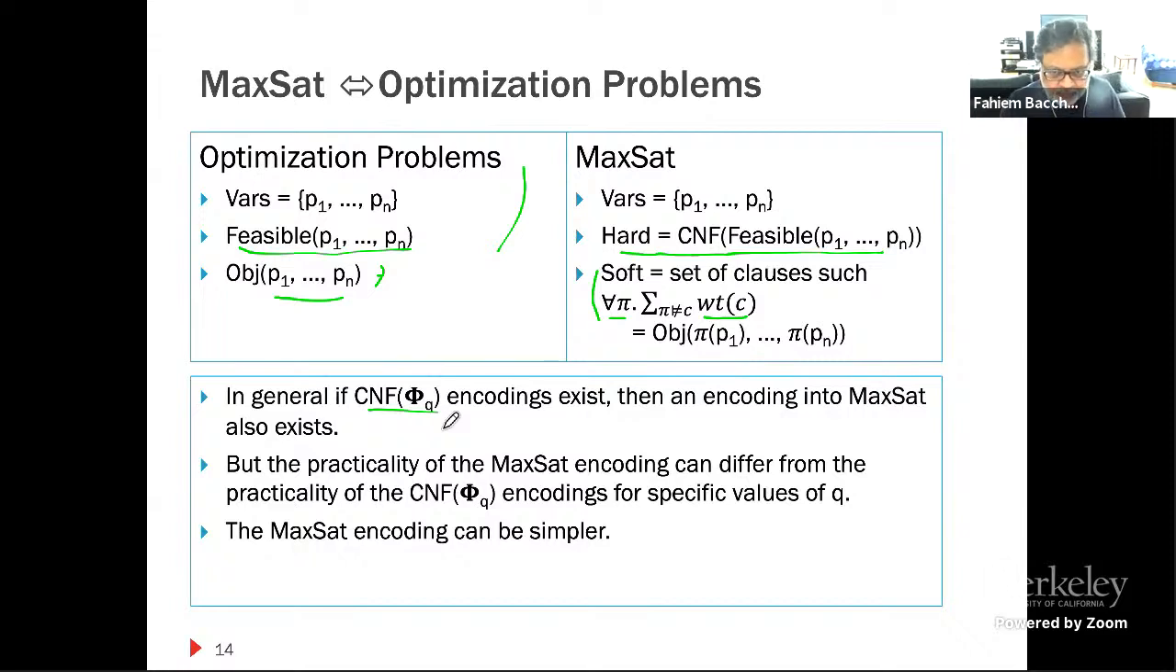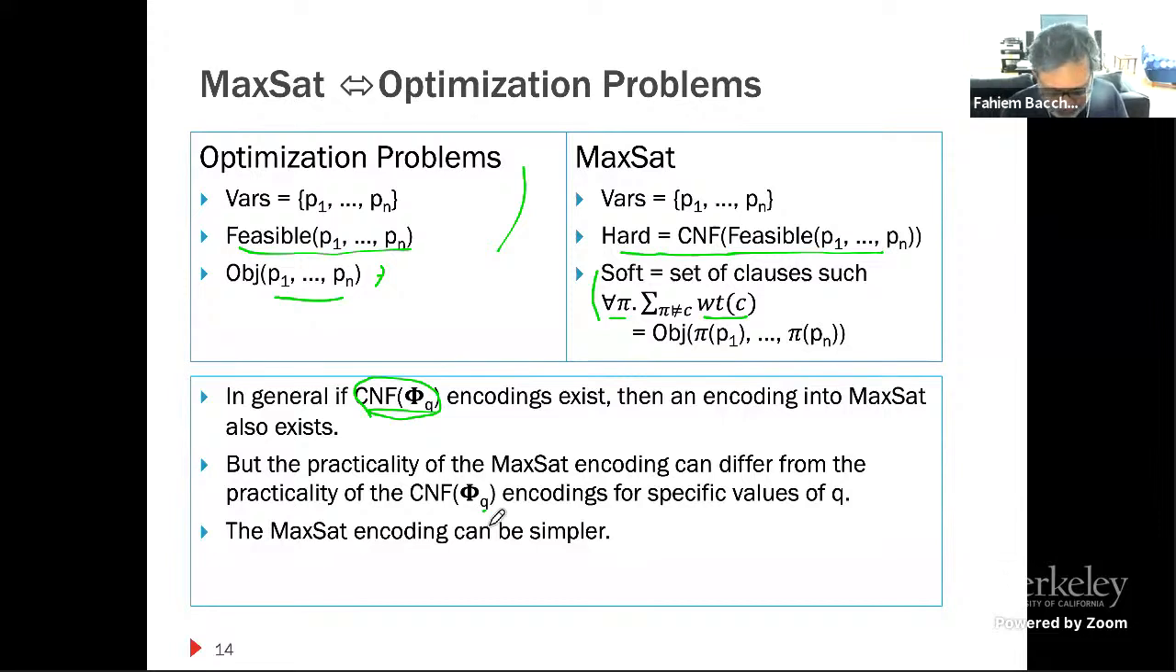Now, the practicality of the MaxSat encoding as compared to solving the individual SAT encodings might differ. In particular, these individual SAT encodings are encodings for specific values of the optimization function, whereas the MaxSat encoding is kind of an encoding that captures all possible values of the objective function. So it could be that if you fix the value of the objective function to this value q, you get a simpler encoding. But sometimes the MaxSat encoding can also be quite effective.